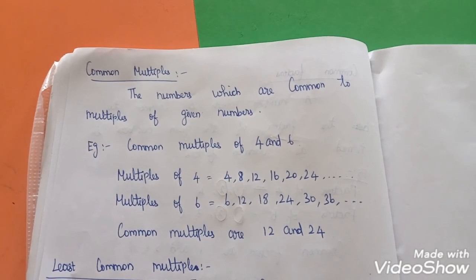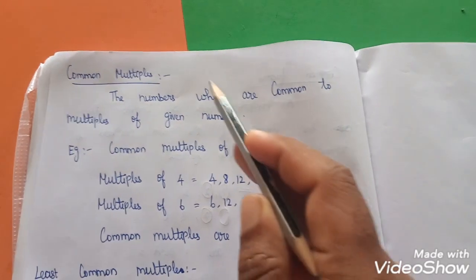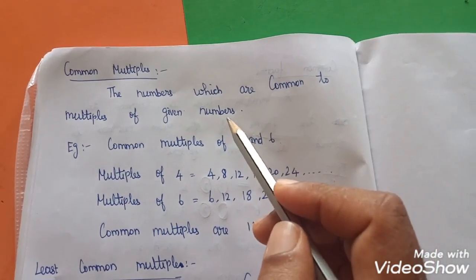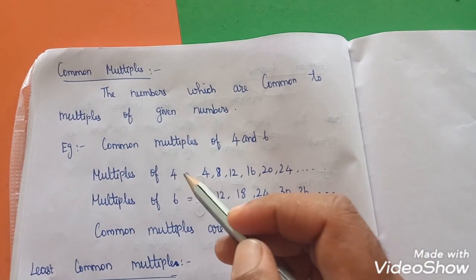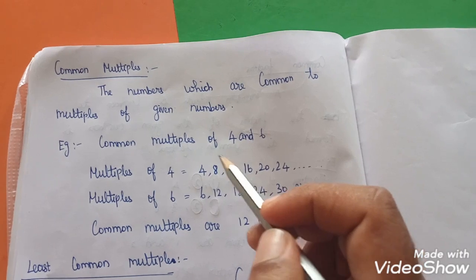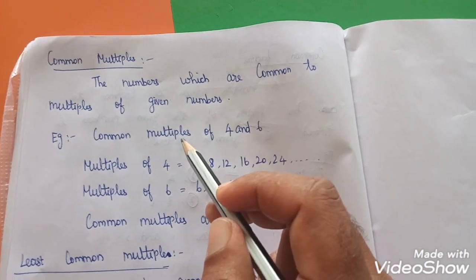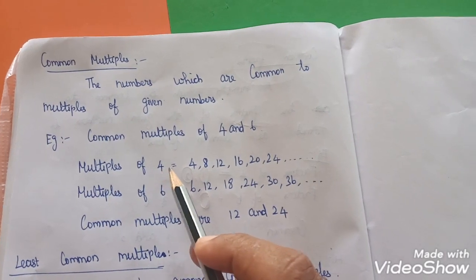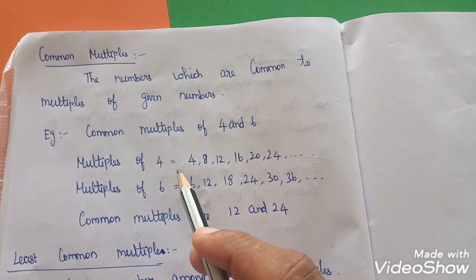Now we are going to see common multiples. Common multiples means numbers which are common to the multiples of given numbers. That means we have to find the multiples of the given numbers, then identify which numbers are common. Let me see an example: common multiples of 4 and 6. First you have to write the multiples of 4, which I have already listed.